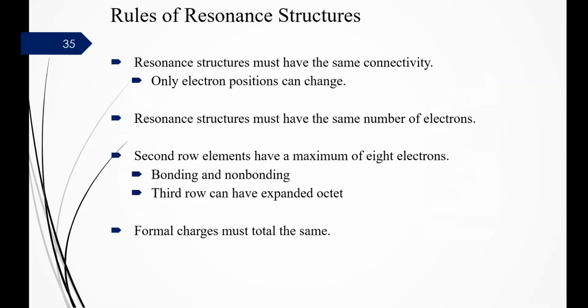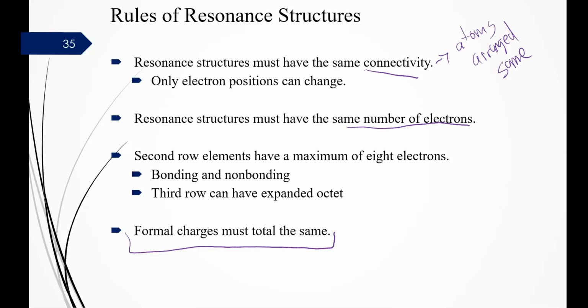So the rules for resonance structures are that they have to have the same connectivity. That means our atoms have to be arranged the same way. They have to have the same number of electrons. And while they can have expanded octets, which we'll get into a little bit later, we do want to make sure that our formal charges are the same. So we should have the same formal charges in all of our options.